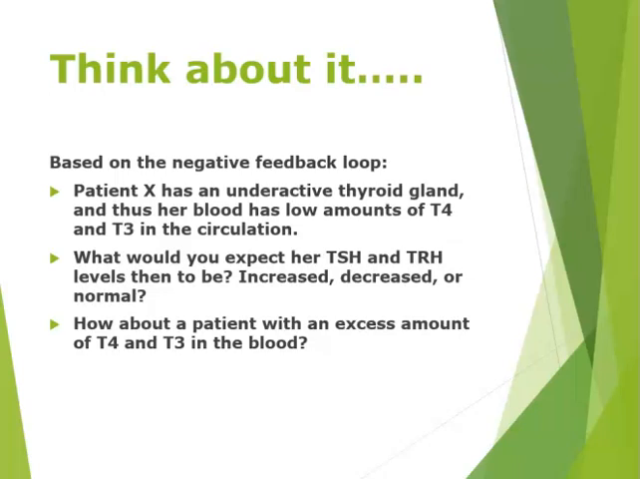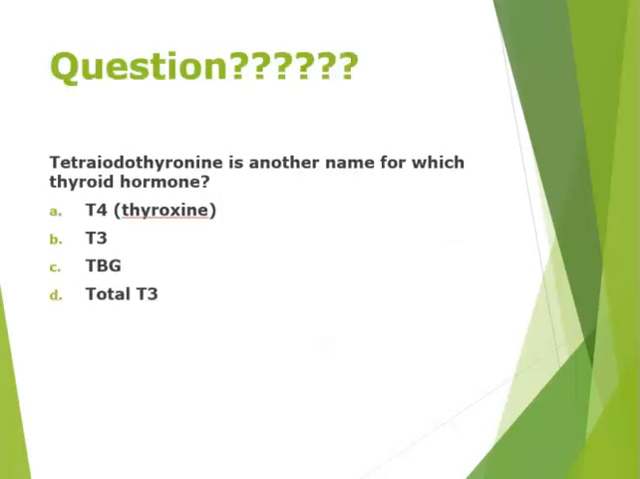Basically, the patient already has an overactive thyroid. Here's just another trivia question. Tetraiodothyronine is another name for which thyroid hormone? Is it A, B, C, or D? Take a second and try to answer it on your own before you go on and get the correct answer. The correct answer is A, T4.